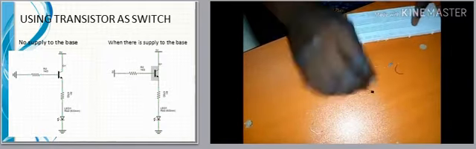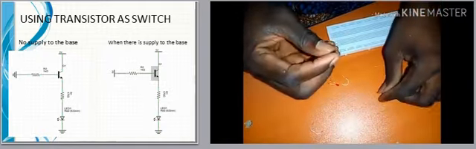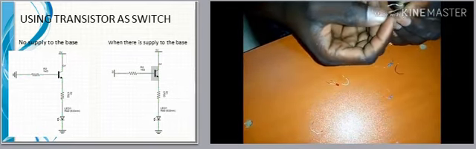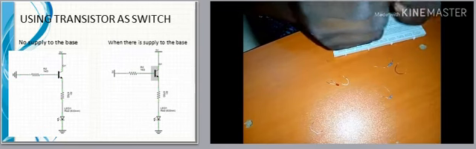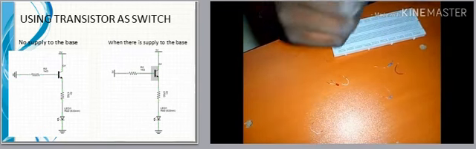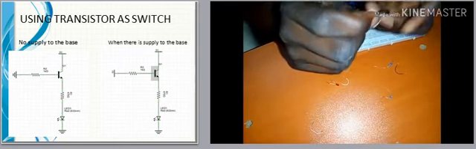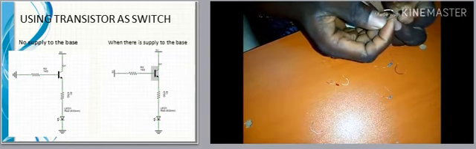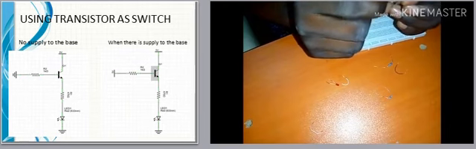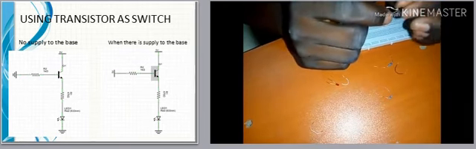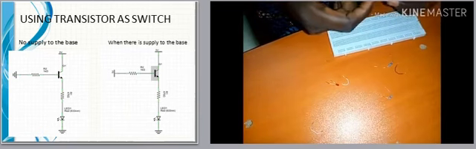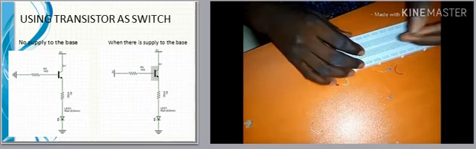Now I'm going to demonstrate the use of a transistor as a switch. That is, if there's a voltage that passes through the base, it's going to serve as a switch. That means it will allow voltage to flow from the collector to the emitter. But if no current, that is no voltage, flows through the base, there's not going to be a transfer of voltage from the collector to the emitter. Now, let's place our transistor on the board.